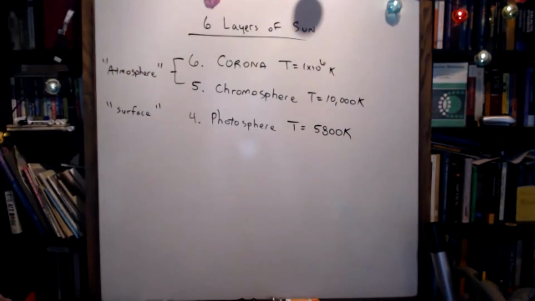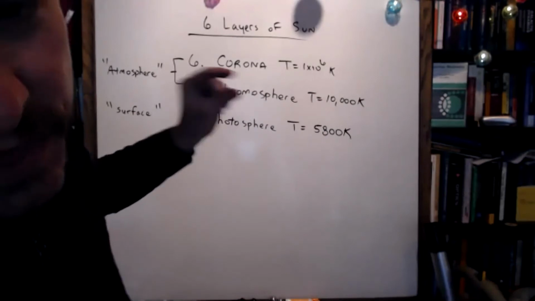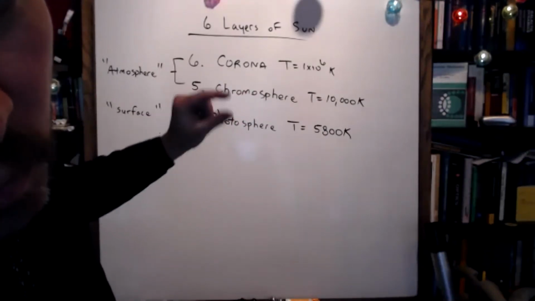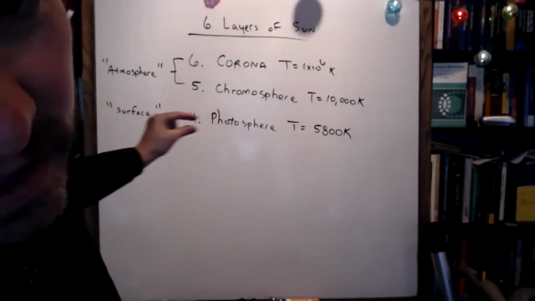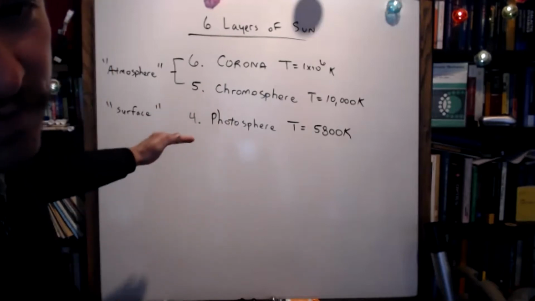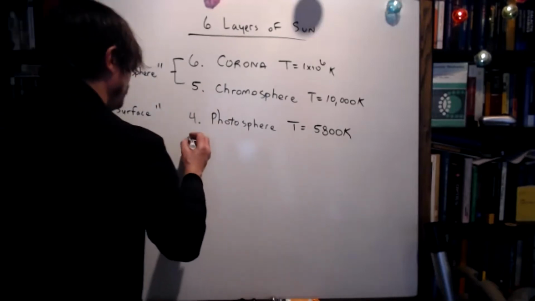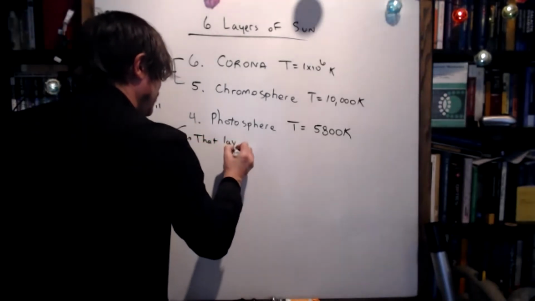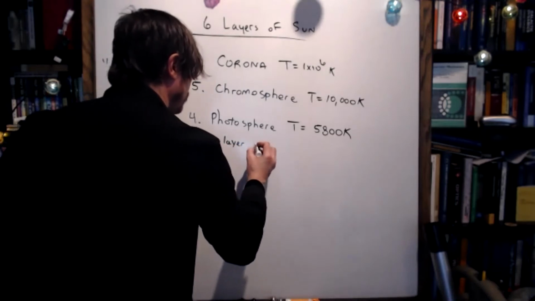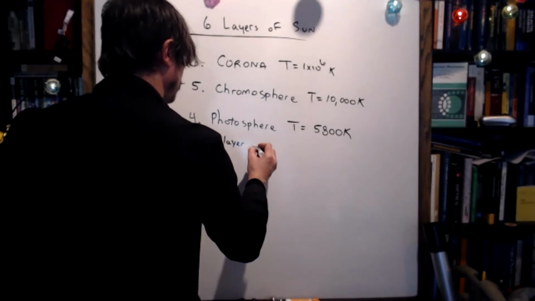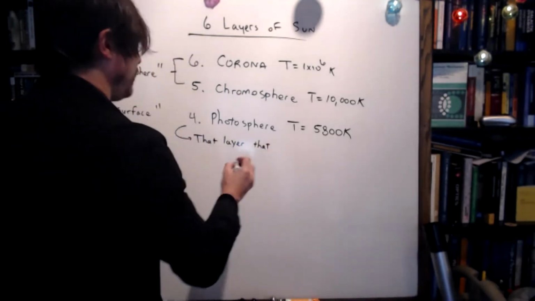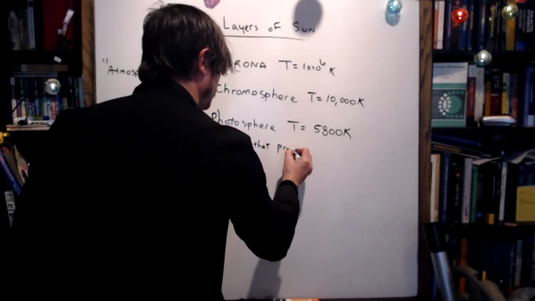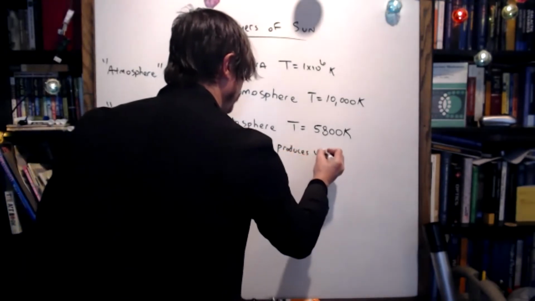The photosphere has a key temperature of 5,800 Kelvin. And the photosphere is a thin layer of gas, but what makes it special is this is the layer that all of the visible light comes from. That's how we define the photosphere. The photosphere is that layer, I'm going to say this really lamely, that layer that produces visible light.